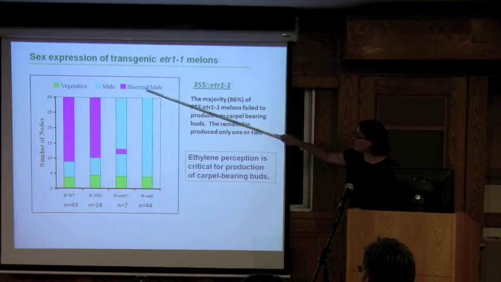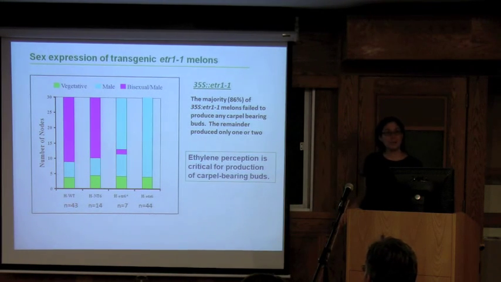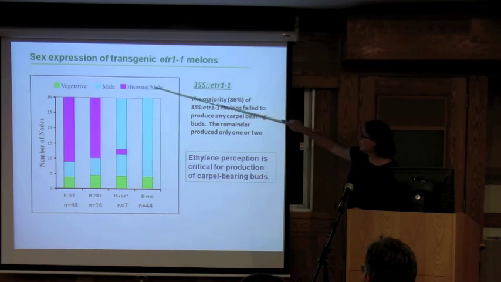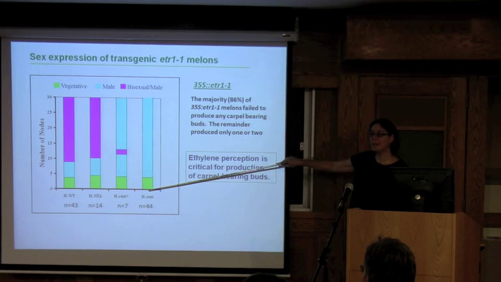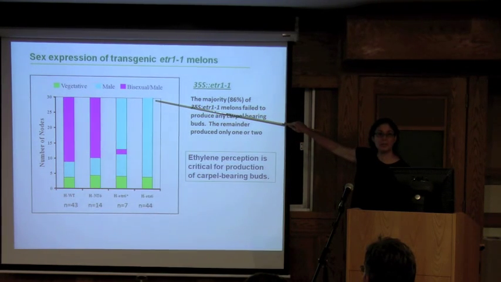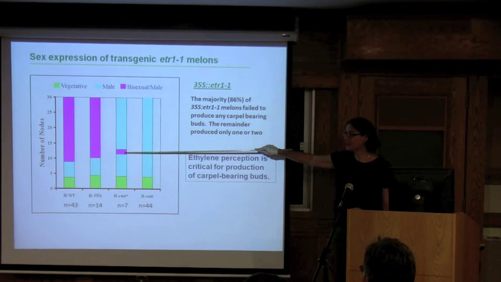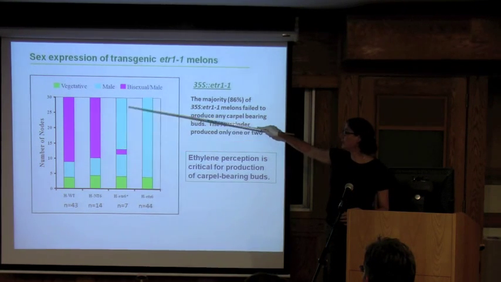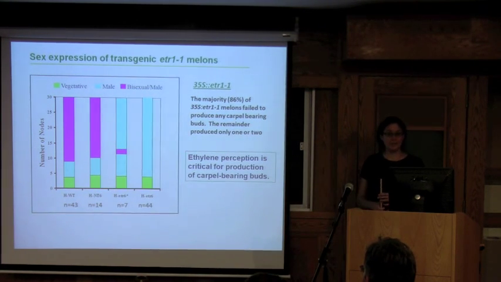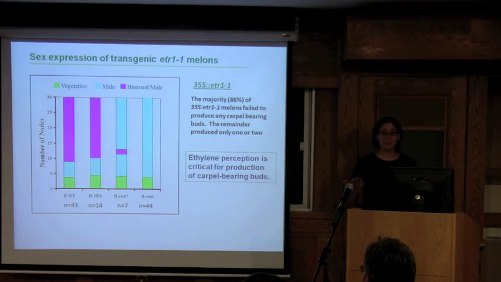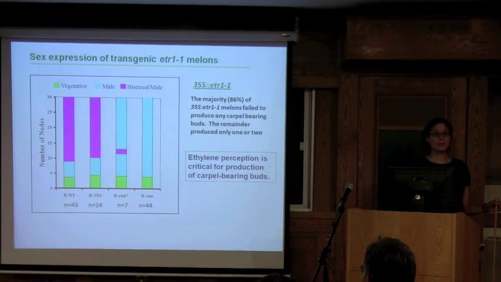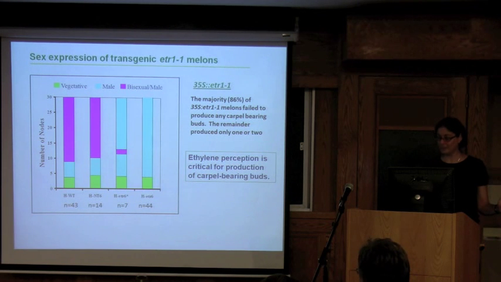But when we look at the transgenic ETR1-1 melons, we see that the great majority, about 86% of them, never produced a carpel-bearing node. There were a few plants that produced one or two, and then returned to producing only male flowers. So this indicates that ethylene perception is indeed critical for the production of carpel-bearing buds.